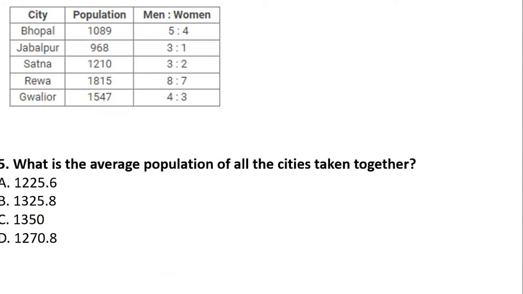Now, this is a different type of table chart. Previously, whatever table chart we saw, simple direct values were given. In this table chart, the value is given in ratio. So I have brought this different type of table chart where ratio value is given, and I want you to know how we solve this kind of question. Here there is data of different cities, population is given, and they have also given you the ratio of men to women. Means 1089 population is there, and they are divided into the ratio of 5 is to 4. Now they are asking you the average population of all the cities taken together.